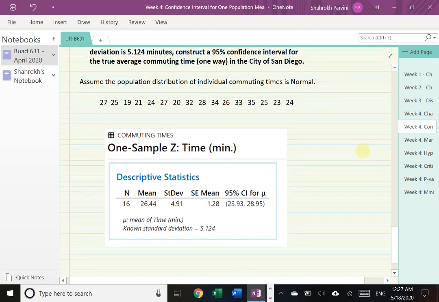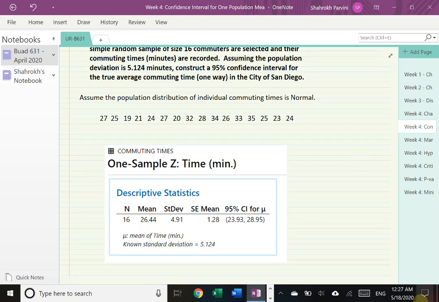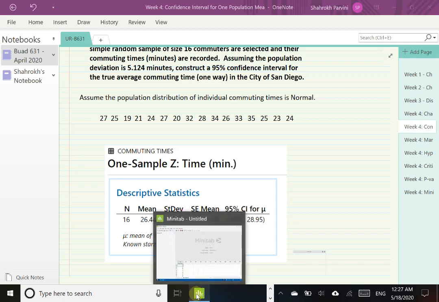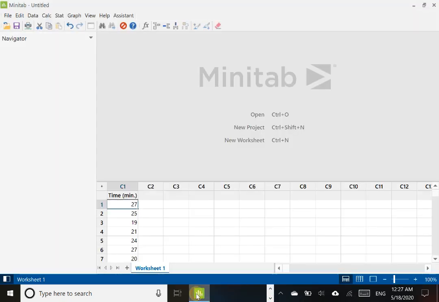And there you go. So let's actually go to Minitab and try to run this. If I remember, I still have a Minitab up and running. Yes. As you can see, I've already populated this column with times. Those are the 16 commuting times for example 2. But let's actually do example 1. So we want to do a confidence interval for the mean.